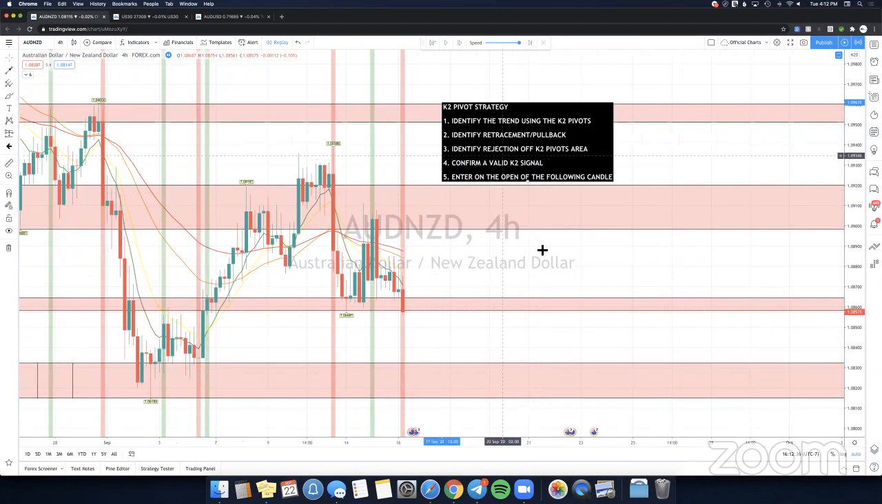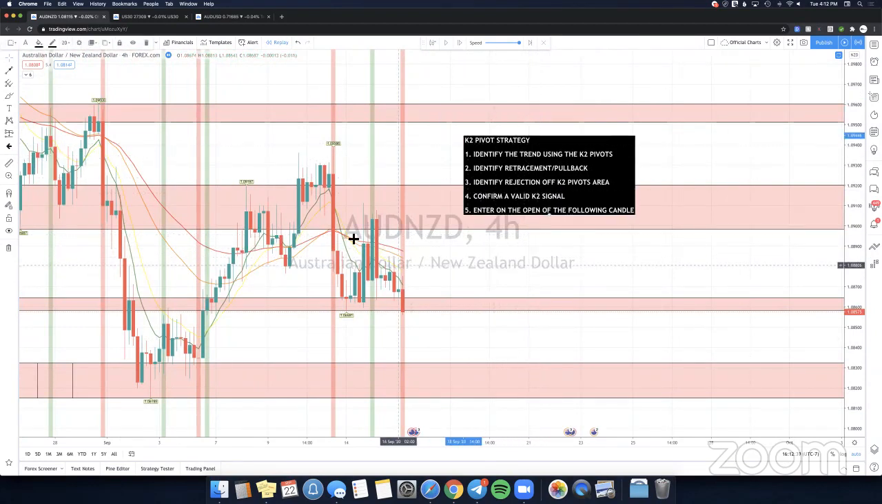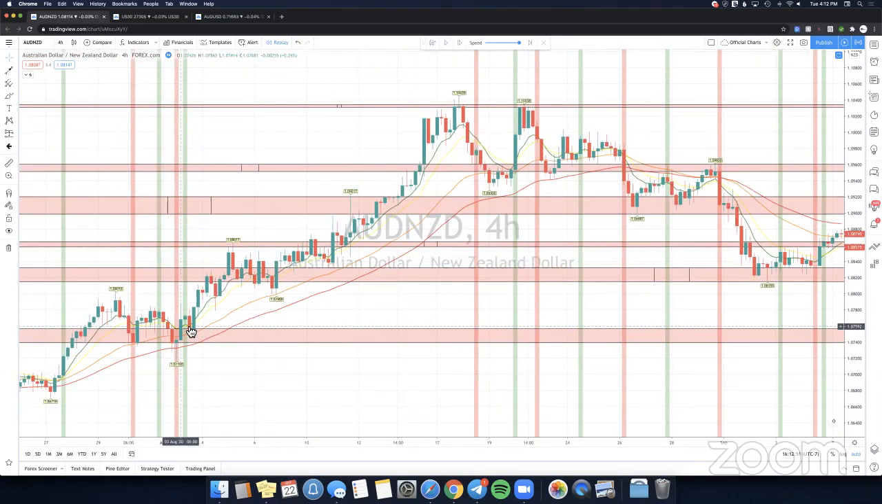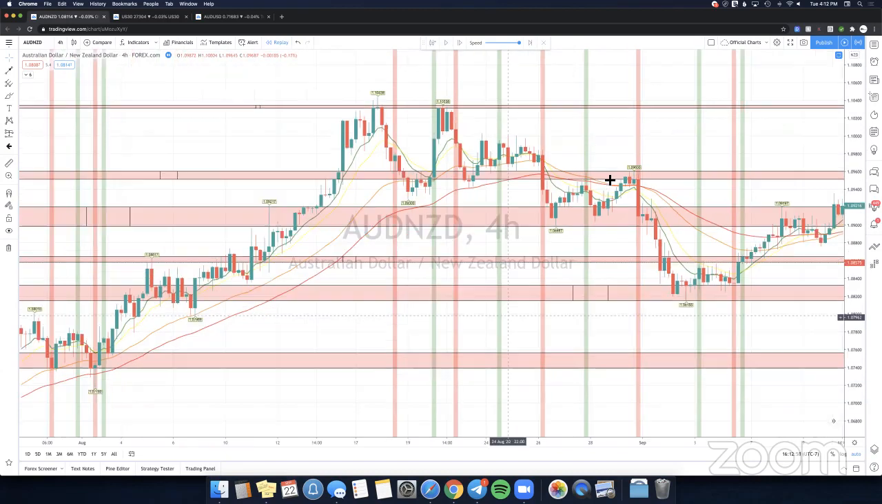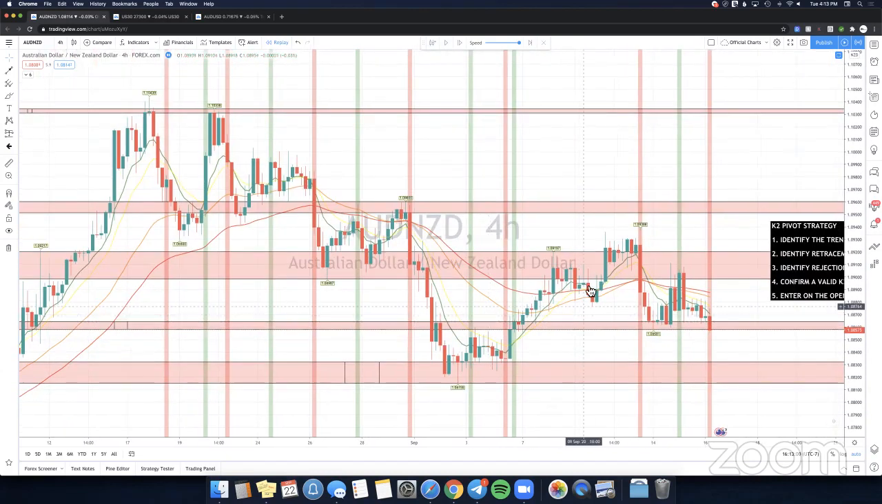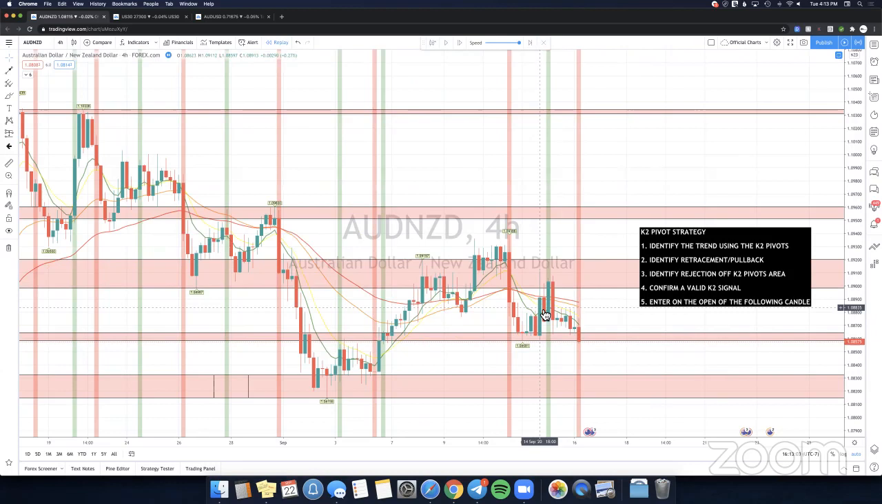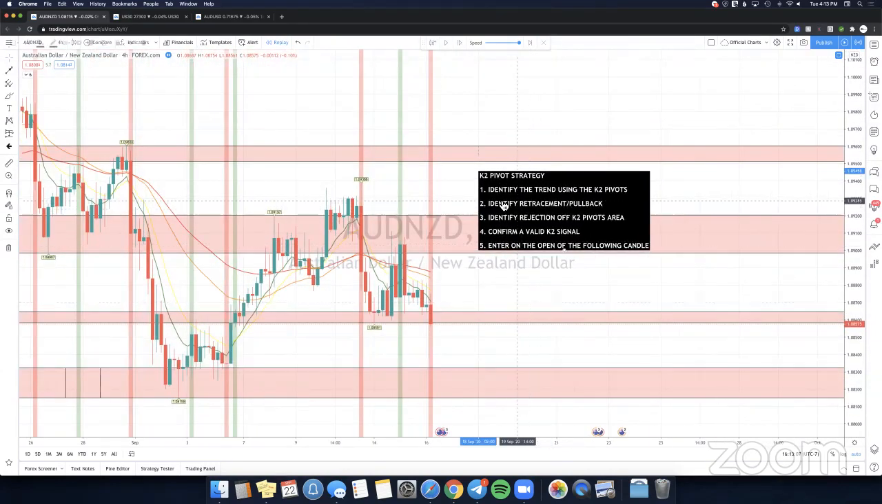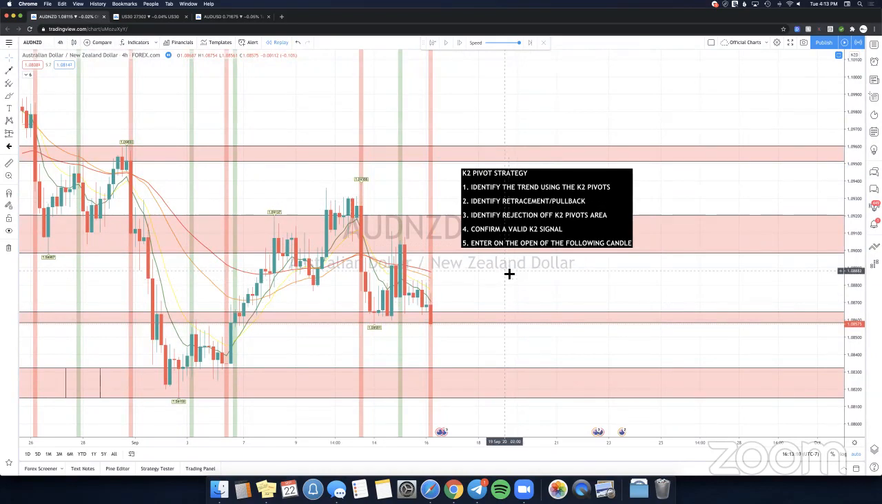So right here, you want to identify the trend using the K² pivots. When price is below the pivots and they are all angling downwards like they are right here, and they're spread out, that's going to confirm a downtrend. If price comes above, the opposite direction over here, so price is above the pivots, they're angling upwards and they're spread out, that's going to confirm an uptrend. So this is an uptrend, this is a downtrend, this is consolidation, crossover, and then here is a downtrend over here. So once we have this right here, we're going to identify a retracement pullback.